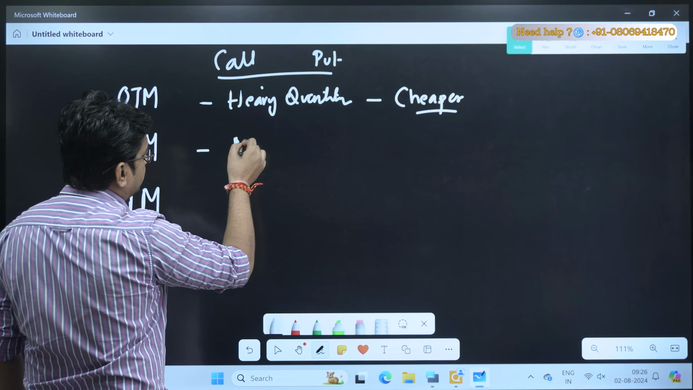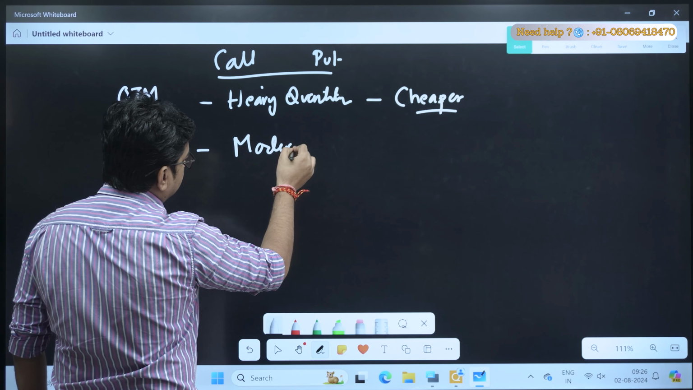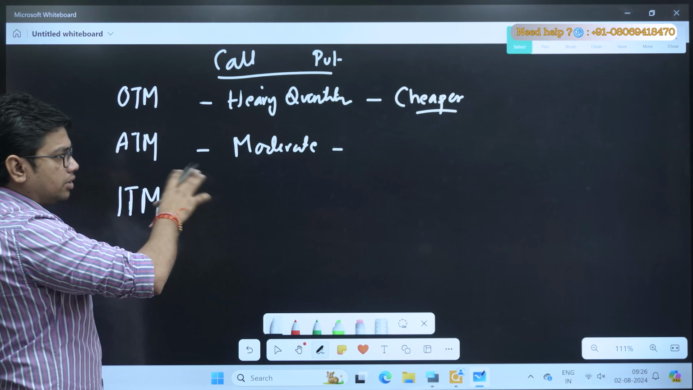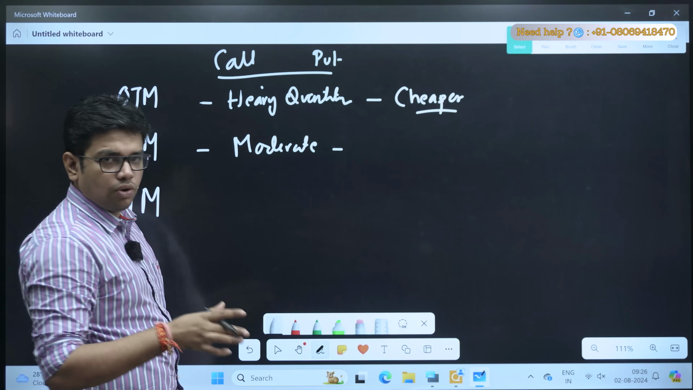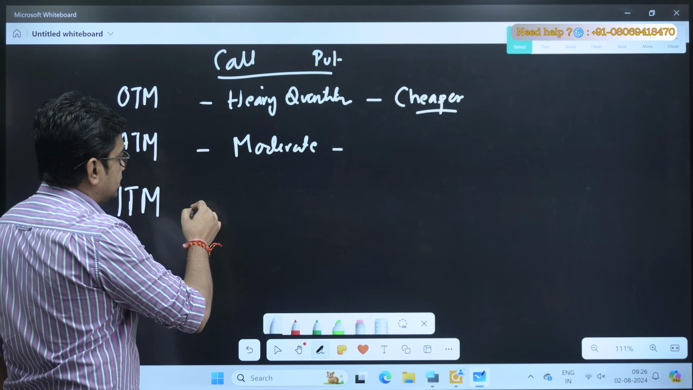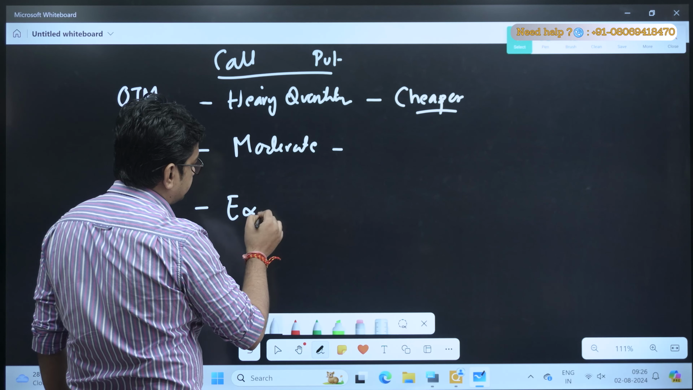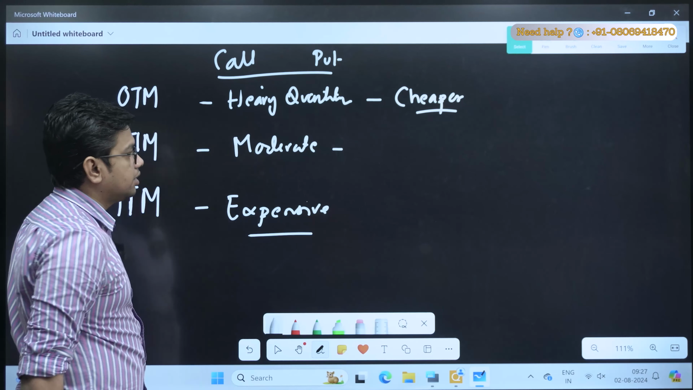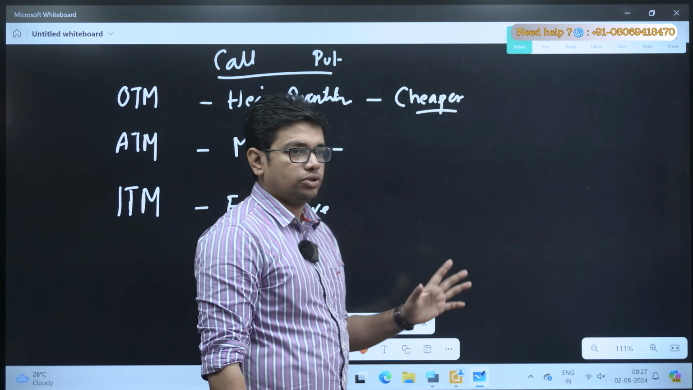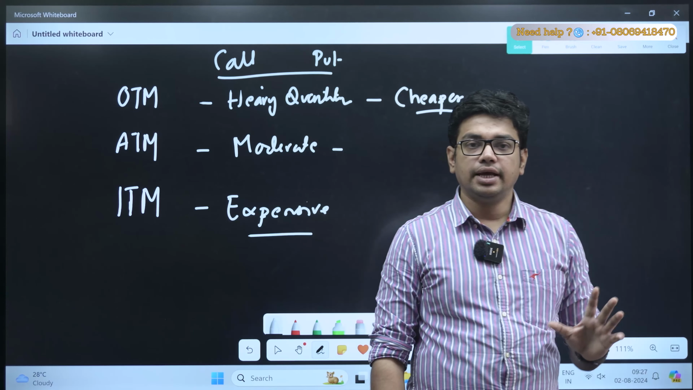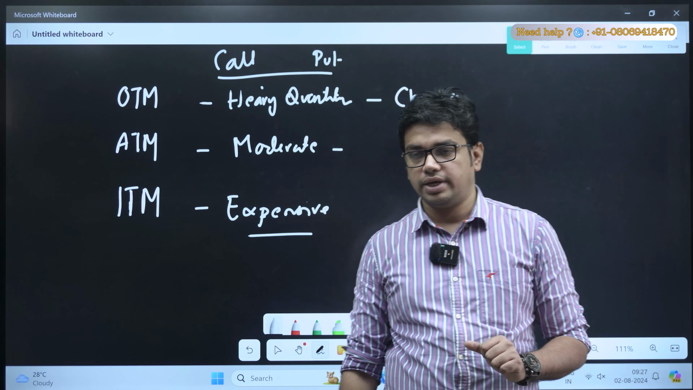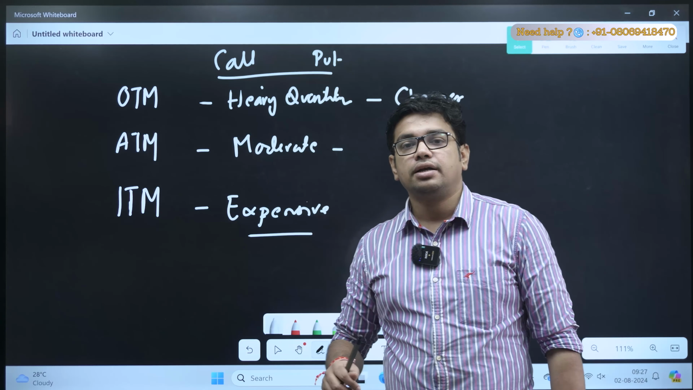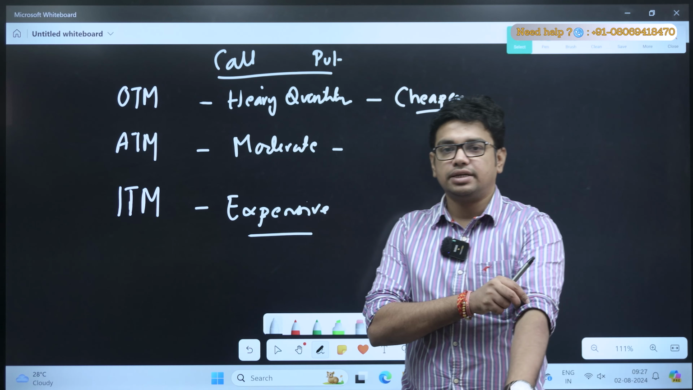Here, moderate quantity, because the price is reasonable, or I can say fair, moderately fair. This is expensive, so they don't buy huge quantity at the ATM or ITM strike. The reason is the same: these options are expensive and OTM options are less expensive, or I can say cheaper.